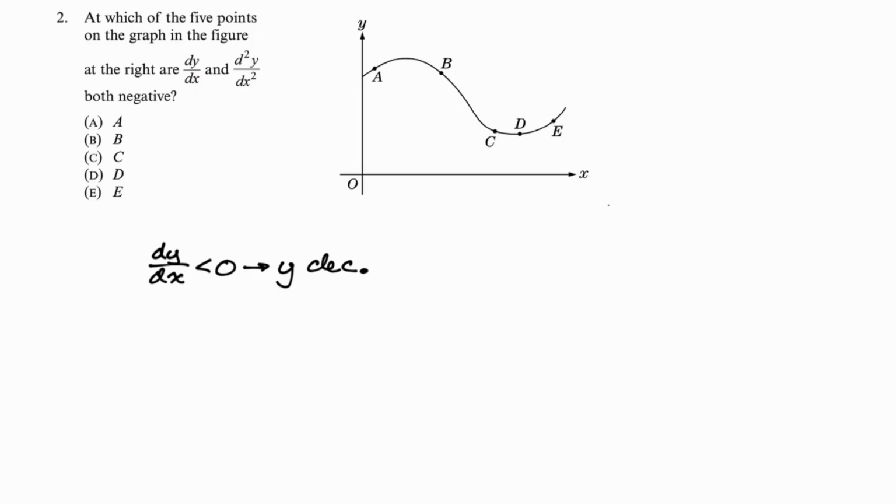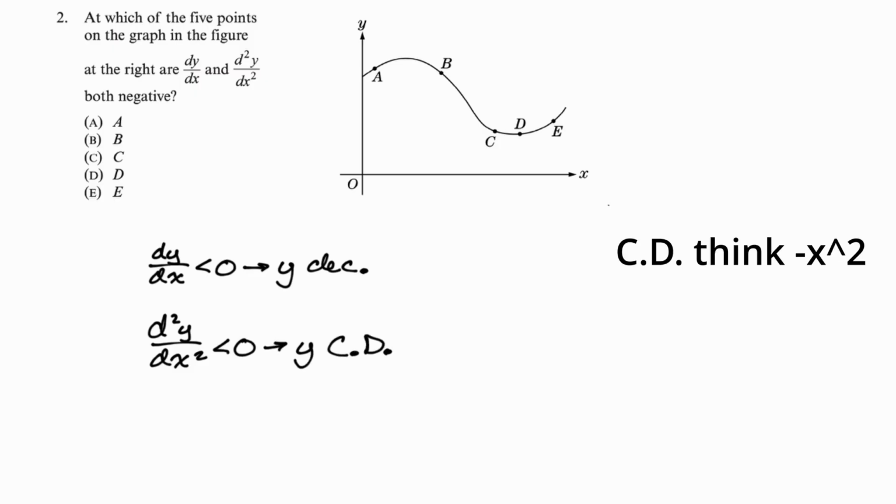If you look at the problem, it only looks to me like B and C are points where this function is really decreasing. And then the second derivative being less than 0 means that our function is concave down. Of the two options that we have, at B we are concave down, at C it looks like we're concave up. So I'm going to say that my answer is B.